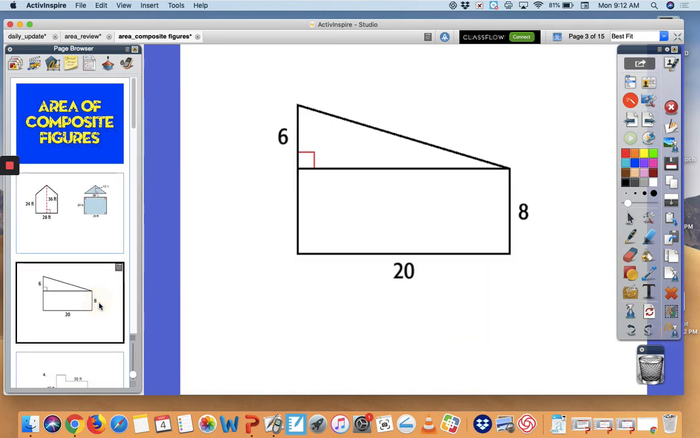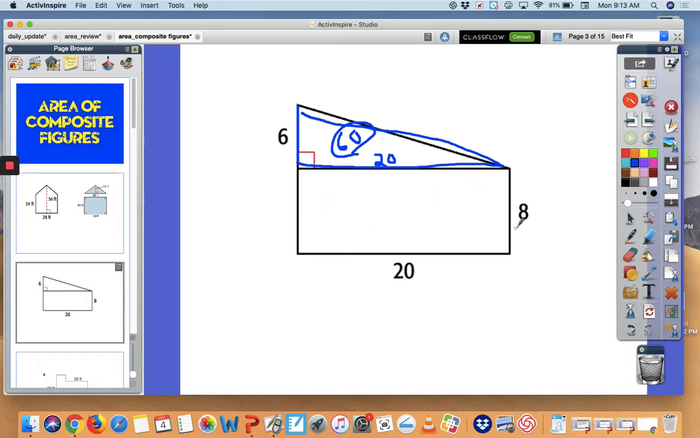Let's do another example. Here's another one. So let's break this apart. Let's do this triangle first. In order to do that, we've got to figure out the base, which is this part. This is 20. So that means this base is also 20. We already have the height, so we do the base times the height, and 20 times 6 is going to be 120. But it's a triangle, so we have to cut that in half to get 60. So the area of that triangle is 60.